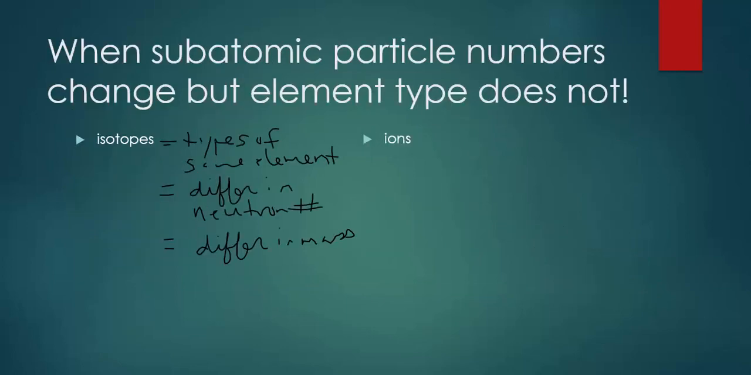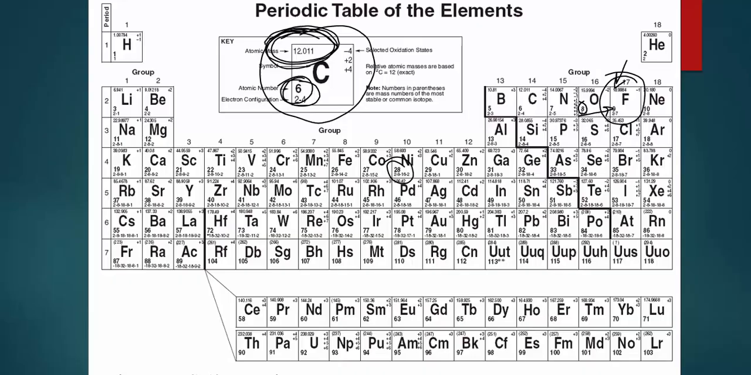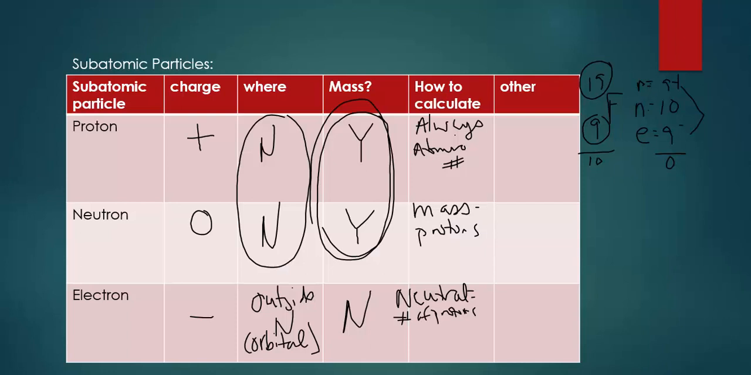So, going back to our chart, I want to put in here the neutrons. They can change. And when you have the same element, but they have a different mass, they are called isotopes of each other.